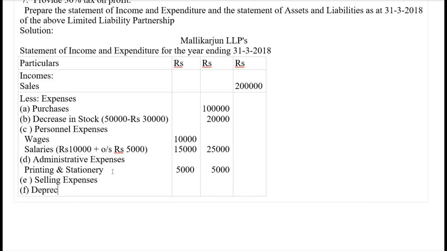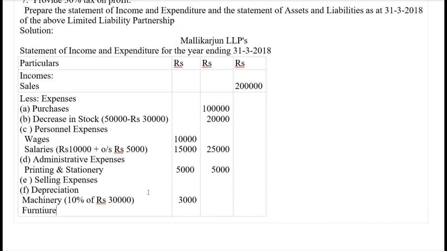Then depreciation, so we need to calculate on machinery. Machinery is given as 10%, so 10% of rupees 30,000 comes to rupees 3,000. Then similarly on furniture, that is 5% of rupees 20,000, so it comes to rupees 1,000. So the total depreciation will be 4,000 here.